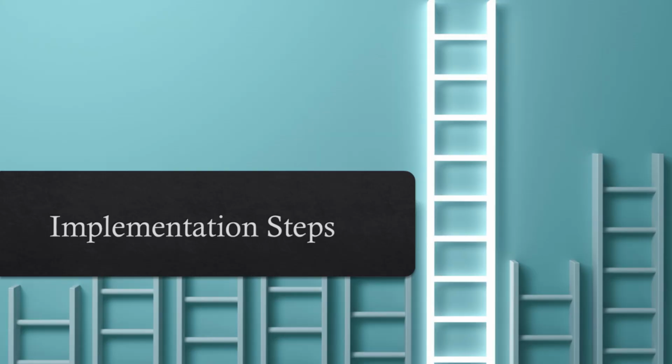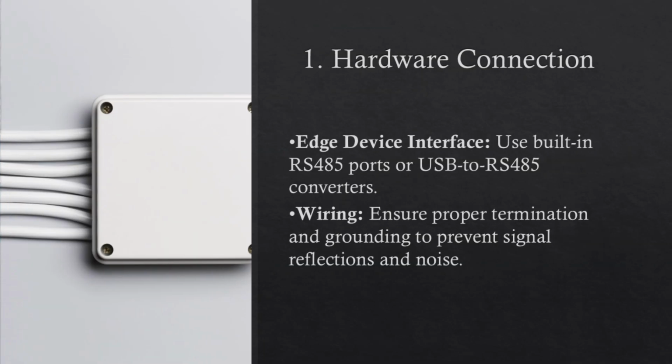The first step is establishing the hardware connection between the industrial machines and the edge device. We utilize either built-in RS485 ports on the edge device or USB to RS485 converters when necessary. Proper wiring is crucial. We ensure that the network is correctly terminated and grounded to prevent signal reflections and minimize electrical noise. This attention to detail enhances communication reliability and data integrity.